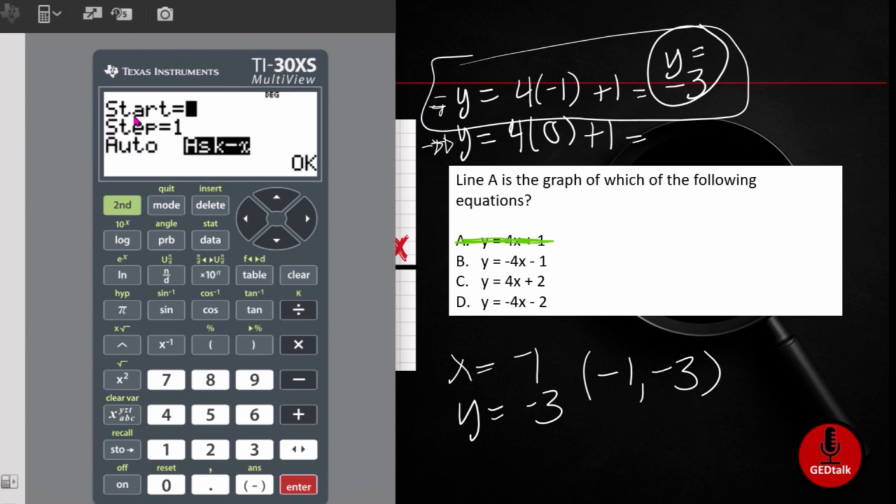And so you see where it has start, step, auto, ask, X. I want to hit the enter key until I get to where it says ask X. You might notice that yours has auto flashing, because when you pulled up this menu, auto is what's selected. Well, go ahead and use your arrow to get down to ask X, because I want it to ask me what Y would equal if X equals something. So hit enter, and I'm going to hit enter again and enter again.